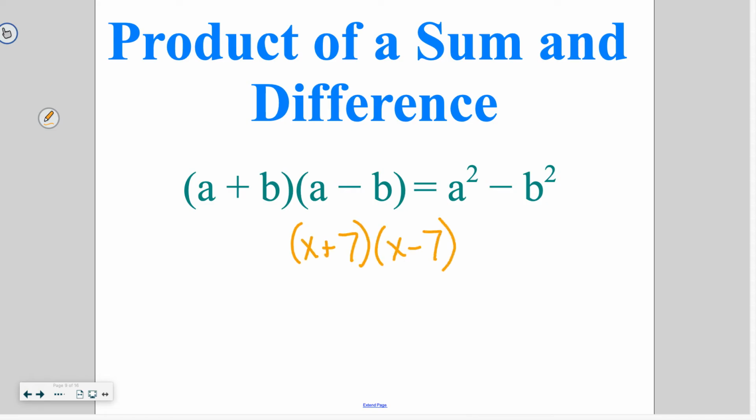So the first two terms have to be the same. Second two terms have to be the same. But notice now one is positive and one is negative. This is going to get us a squared minus b squared. Why does this work out?